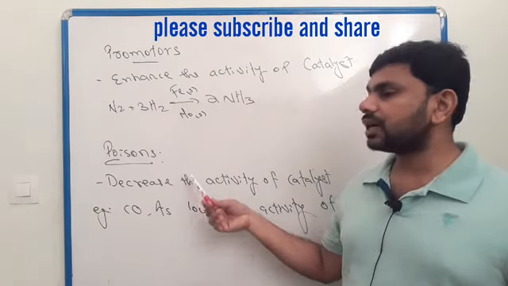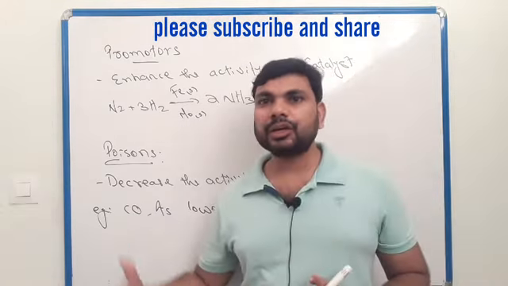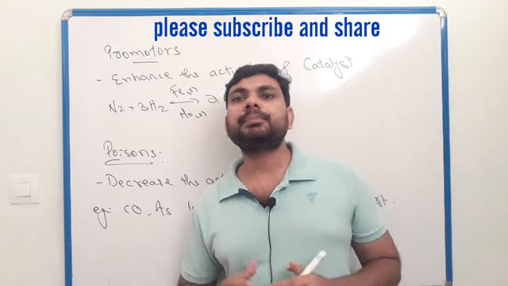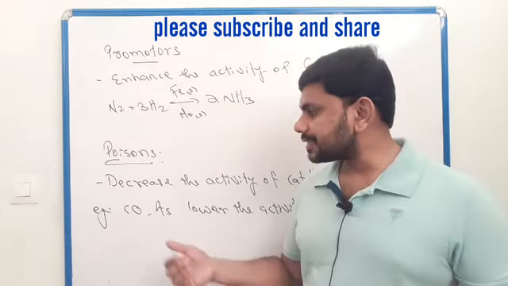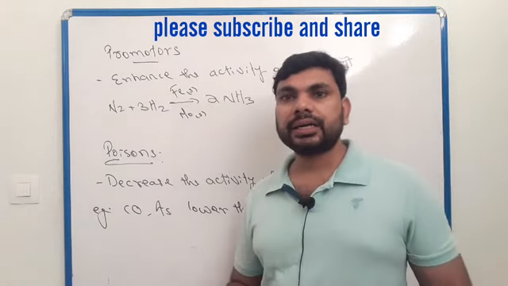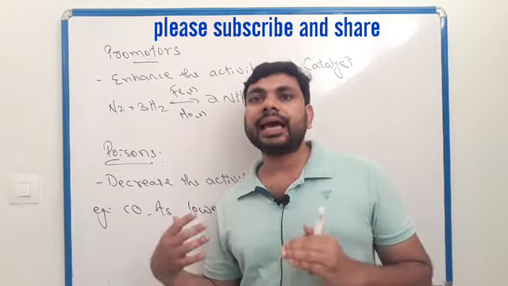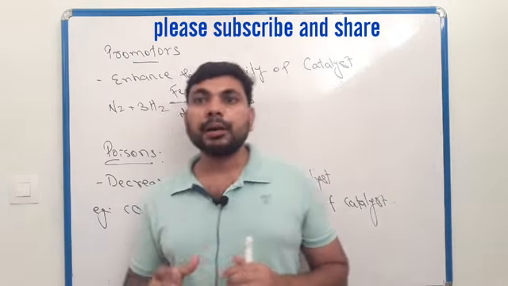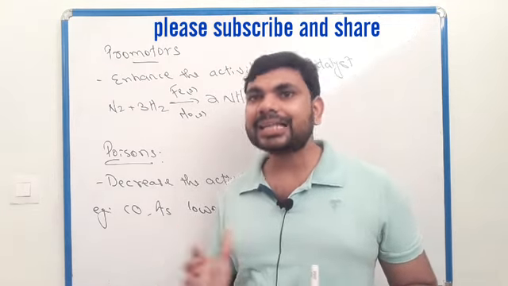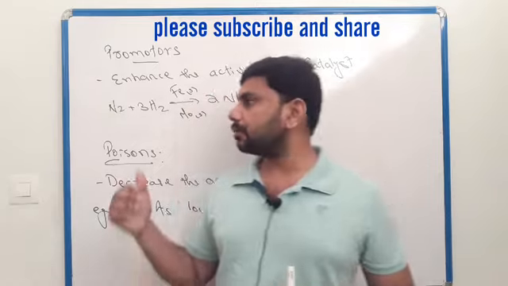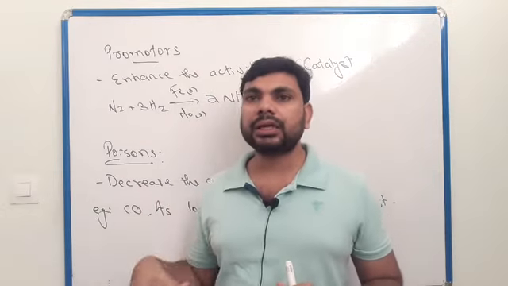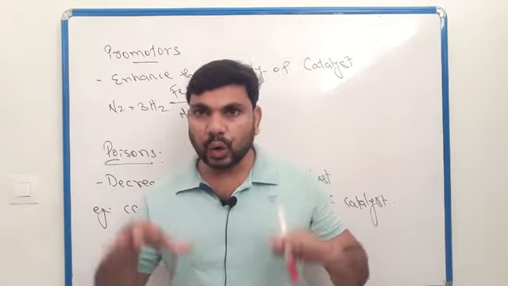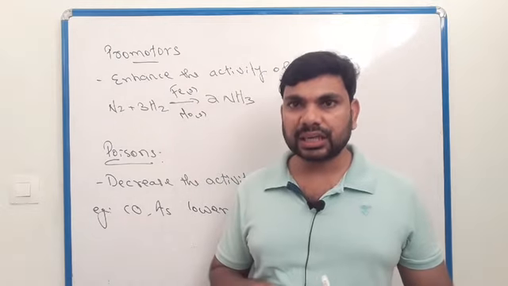Next we have to understand poisons. Poisons mean the opposite: substances which lower the activity of a catalyst. Examples of poisons are carbon monoxide and arsenic; they lower the activity of the catalyst. So here we understood promoters and poisons. Promoters enhance the activity of a catalyst, for example molybdenum acts as a promoter in the Haber process. And poisons are substances which lower the activity of a catalyst. Clear?